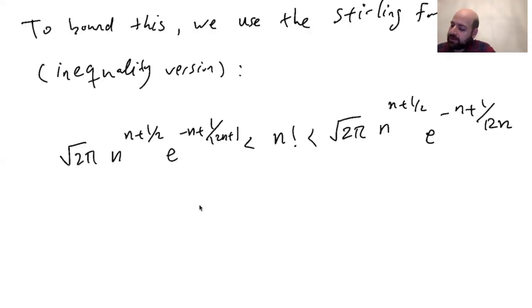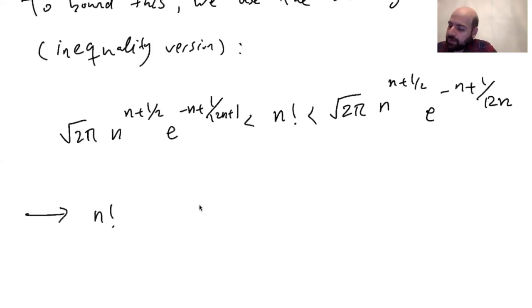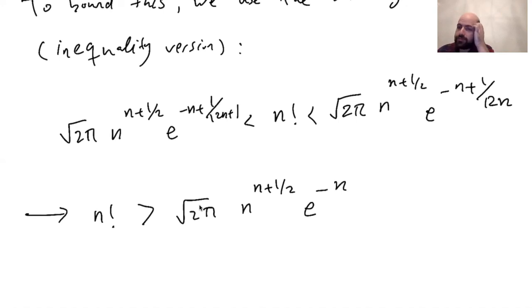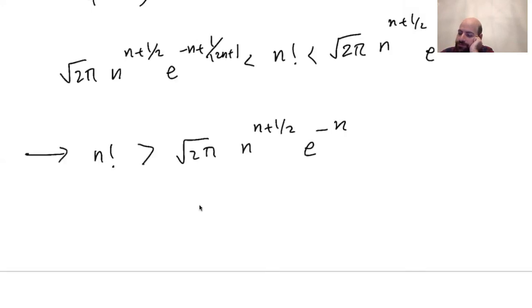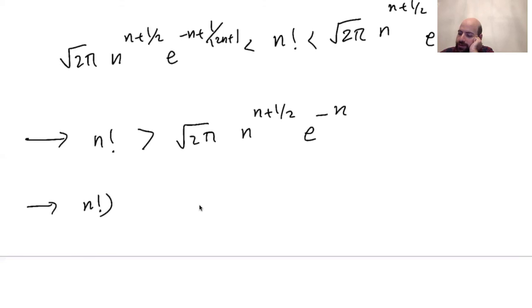Now, based on this, I can say that n factorial is bigger than root 2 pi n to the power n plus 1/2 e to the power minus n. Because if I delete 1 over 12n plus 1, then I get something smaller. So n factorial is bigger than this. And that means n factorial squared is bigger than 2 pi n to the power 2n plus 1 e to the power minus 2n.